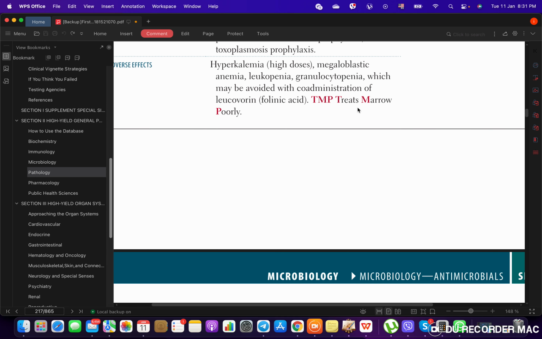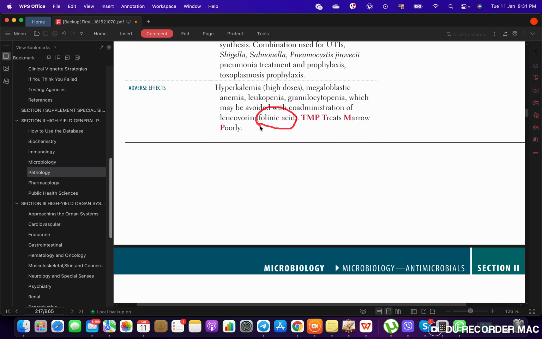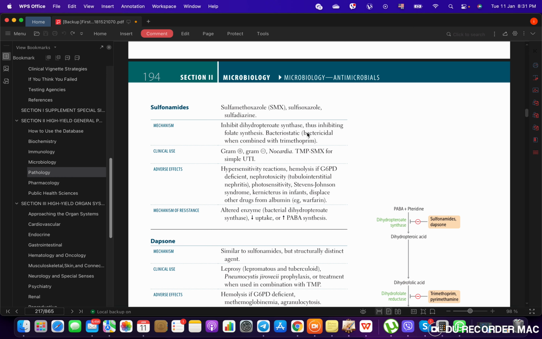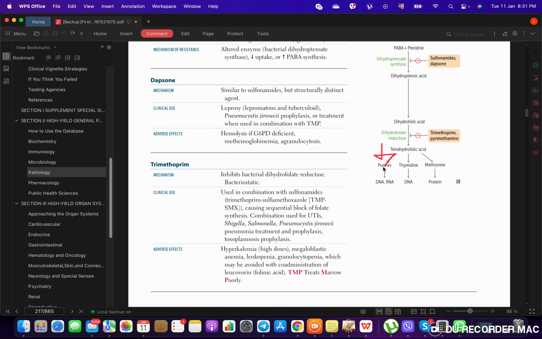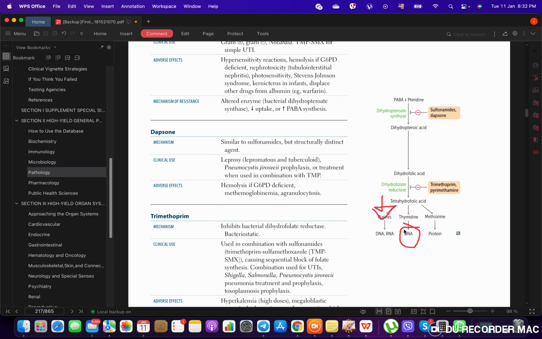Okay, so which may be avoided with co-administration of leucovorin, which is folinic acid, which will, you're like, okay, wait a second, this is confusing, man. You just told us that the main idea here was to reduce the vitamin B9 and to get less DNA, and that's how we kill the bacteria. And now you are telling me we give the patient folinic acid not to get B9 deficiency. I mean, are you serious, man? It's not making sense. Well, remember, this process, is it in the bacteria or in the human being?